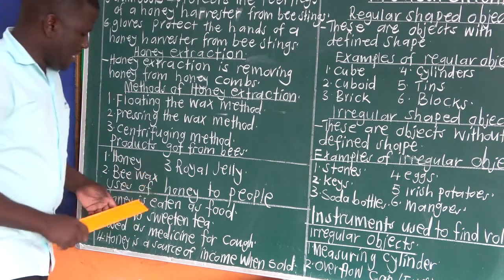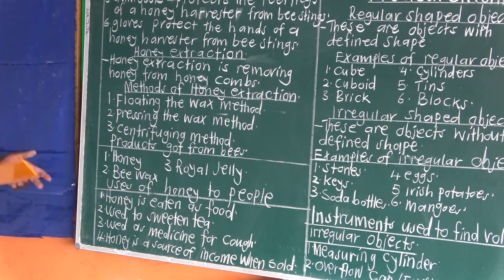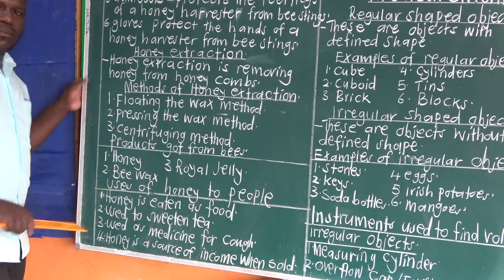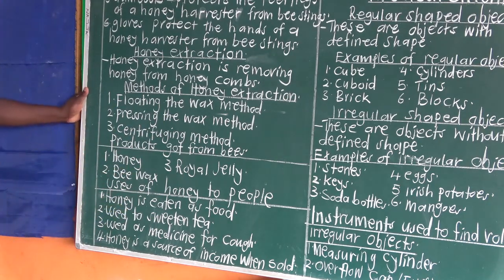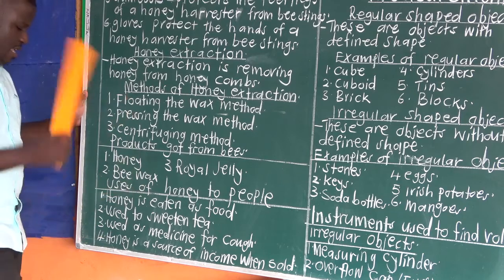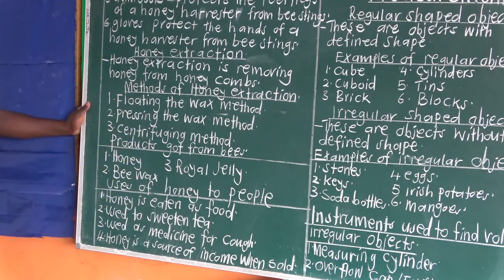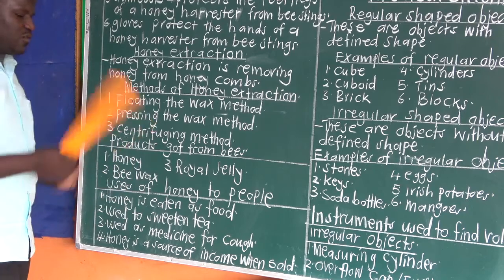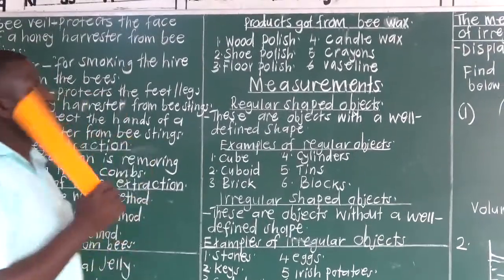2, honey is used to sweeten tea. So if you don't have sugar, you can put honey and your tea will become sweet. Then 3, honey is used as medicine for cough. Number four, honey is a source of income when sold.